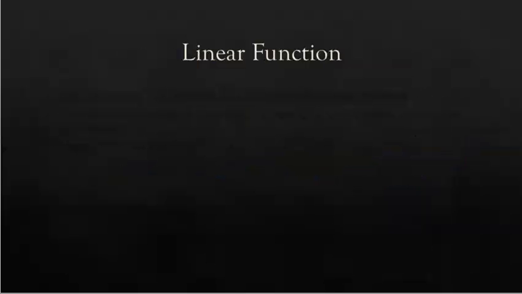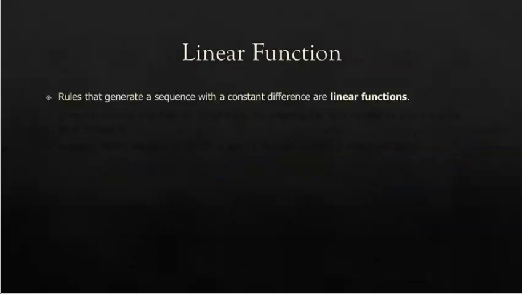So these patterns that we've been doing, these rules that we're generating with this sequence, they have a constant difference. That means the difference between each term was the same. We added 1, or we subtracted 3, or maybe we added 5. That constant difference makes this rule be called a linear function. Because it has a constant difference, it's called a linear function.